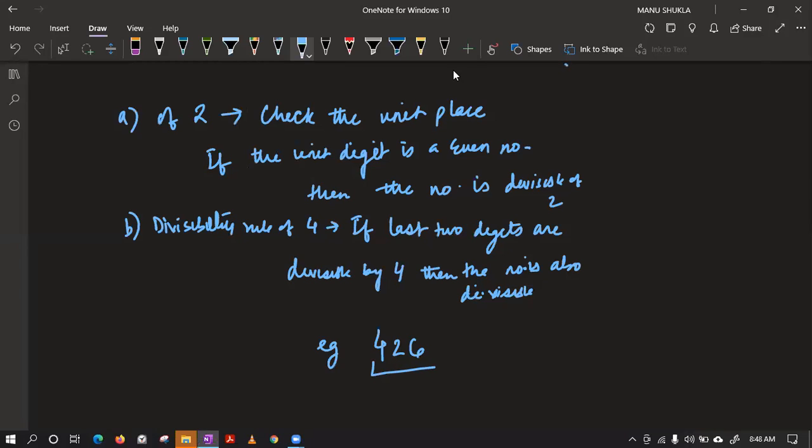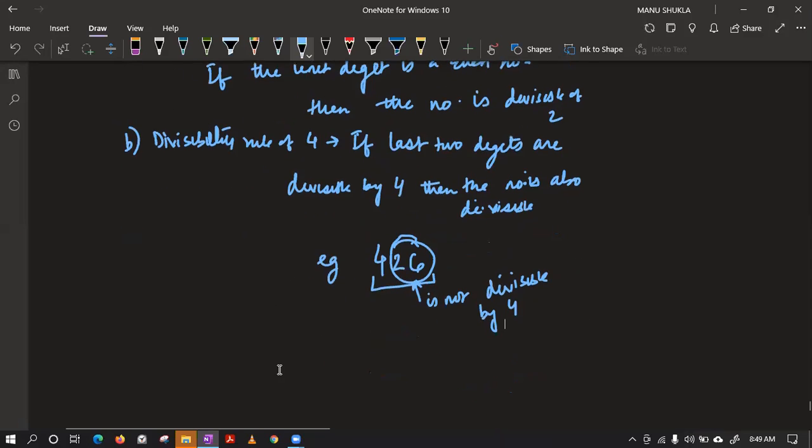Class, I'm giving you an example. Suppose the example is 426. Please tell me, can we divide this number by 4? No, sir. The reason is the last two digits: although the number is an even number, we still can't divide by 4, because the last two digits, that is 26, are not divisible by 4. So we can say straightforward that this number is not divisible by 4.